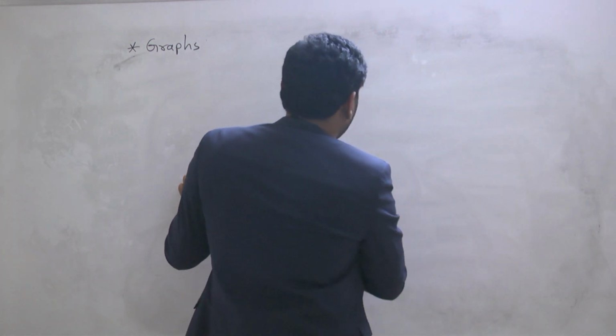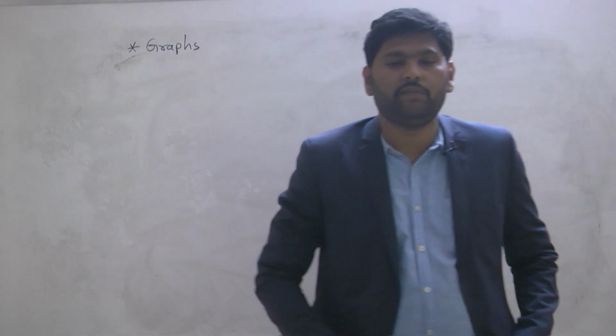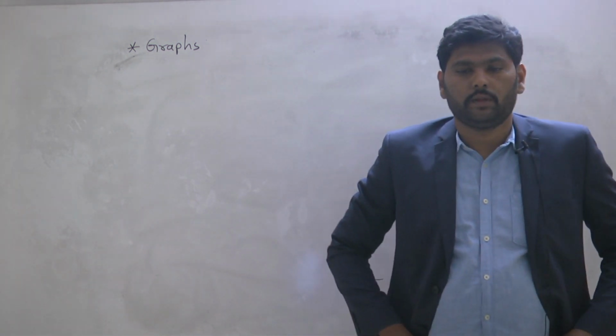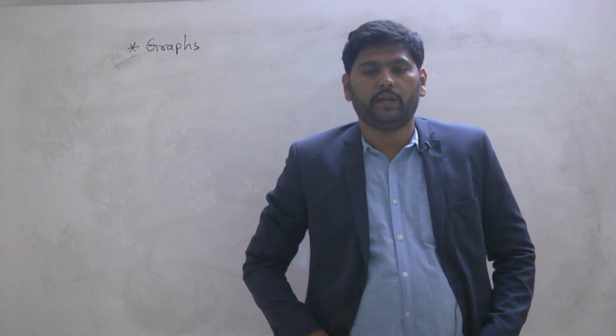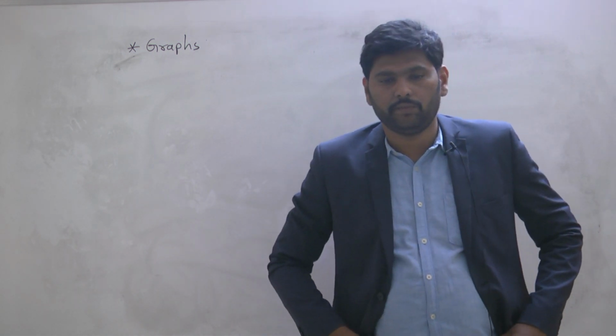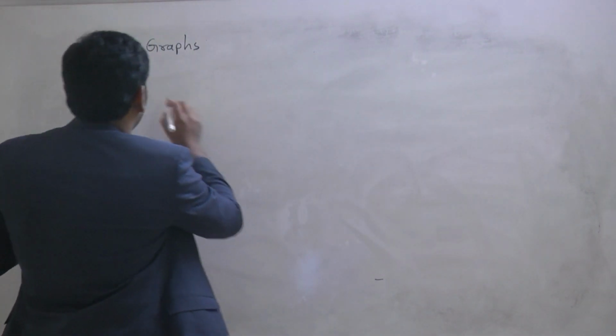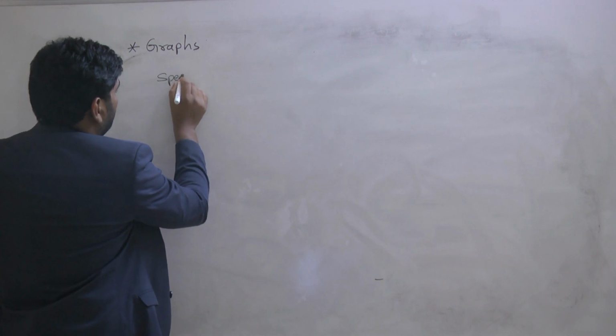So in the distance versus time graph, the slope of the graph represents what? Speed. Keep it in mind. Will the area give any information to you? No, sir, no information. Okay, keep it in mind. Next, the speed versus time graph.